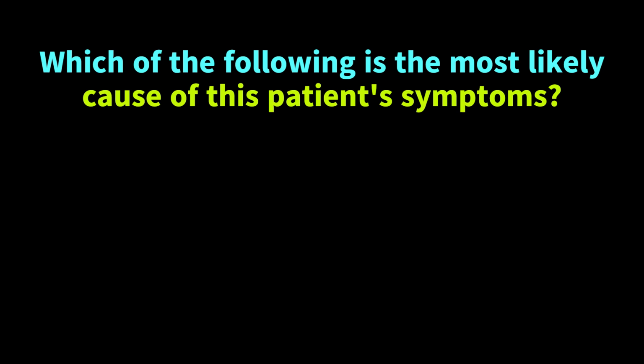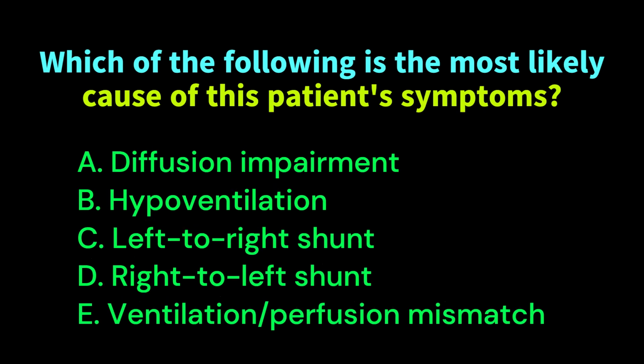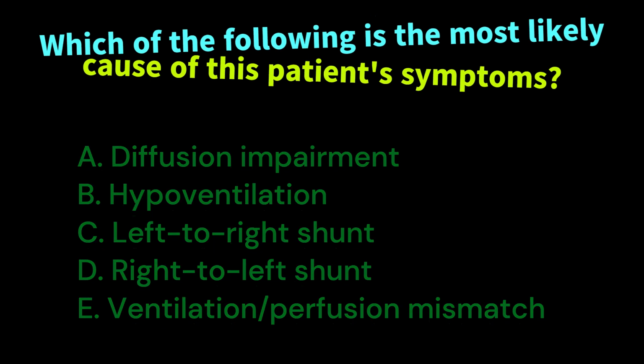Your options are: A. Diffusion impairment. B. Hypoventilation. C. Left to right shunt. D. Right to left shunt. E. Ventilation perfusion mismatch. You have 15 seconds to type your answer in the comment box.